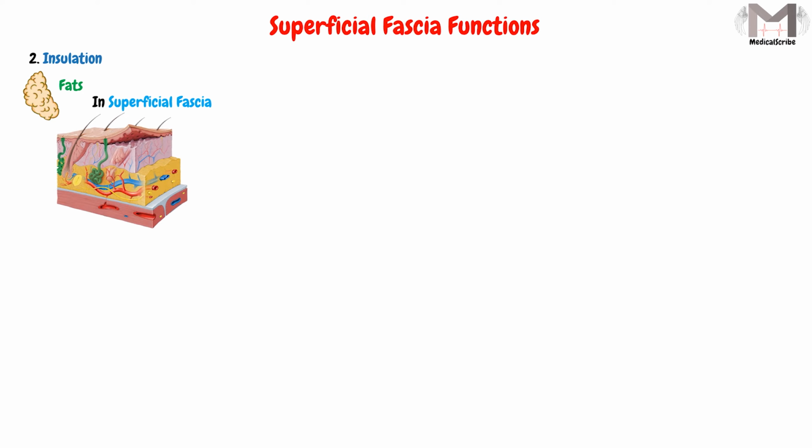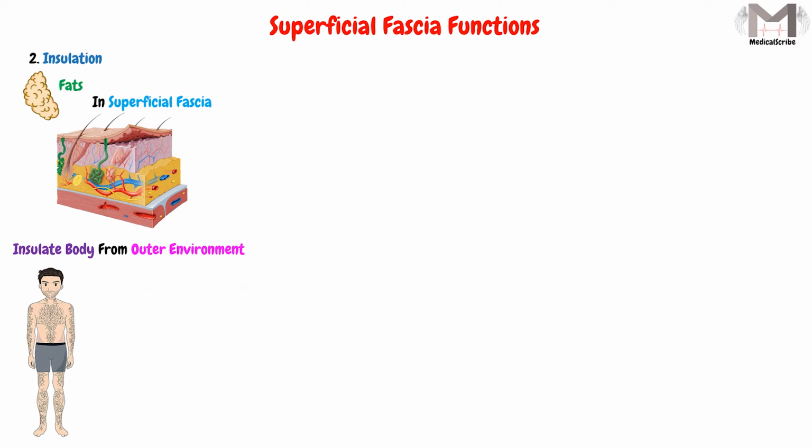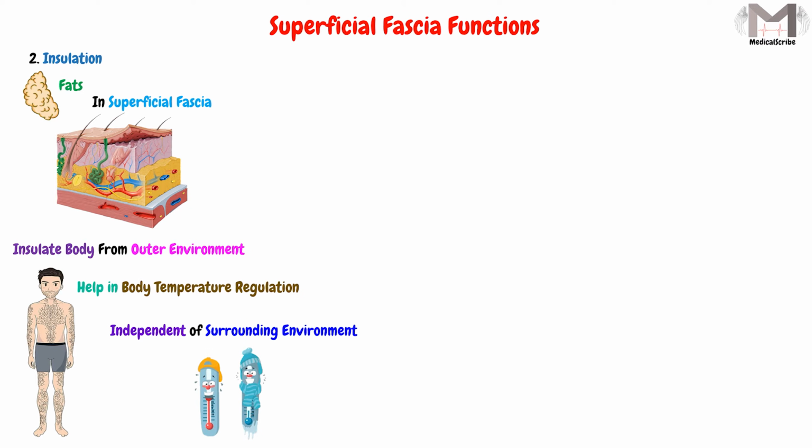The second function of the superficial fascia is the insulation. So the fats that exist in the superficial fascia will insulate the body from the outer environment. And this insulation also will help in the internal body temperature regulation independent of the surrounding environment.